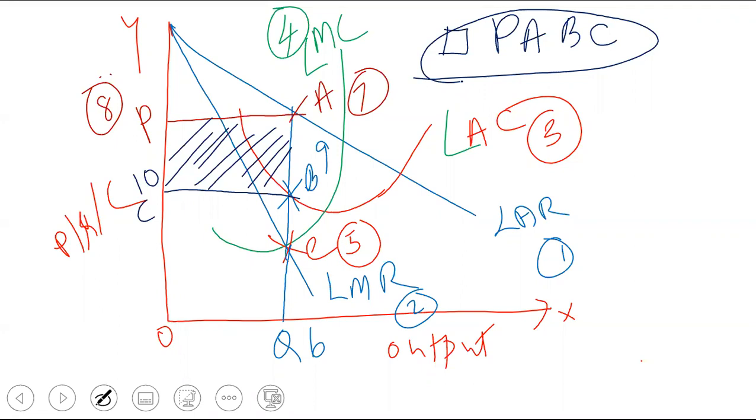Do one thing, draw two lines, take two columns. Make two columns. One is perfect competition, the other is monopoly. Write fast. First, I'm talking about perfect competition. First point: there are millions of buyers and sellers.